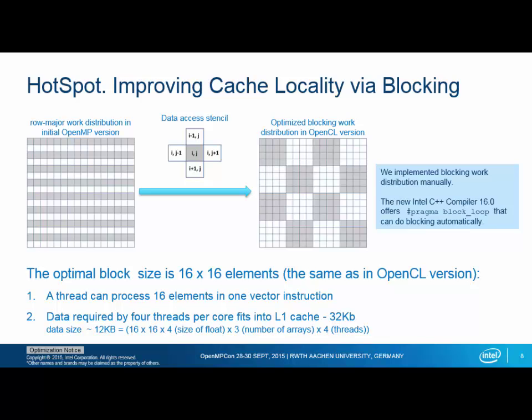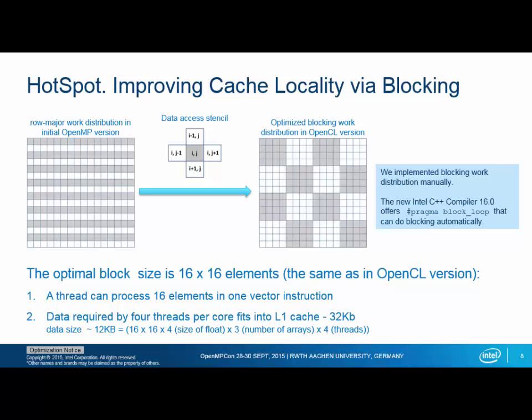The first difference we found between these two implementations is how the initial working set is divided into chunks. In the case of OpenMP, it seems that the parallel for pragma was applied just to the serial version of the algorithm, and it has a row-major work distribution, while OpenCL was more mature, and it used a blocking work distribution.